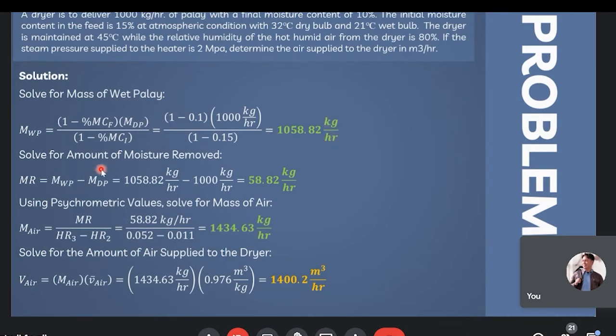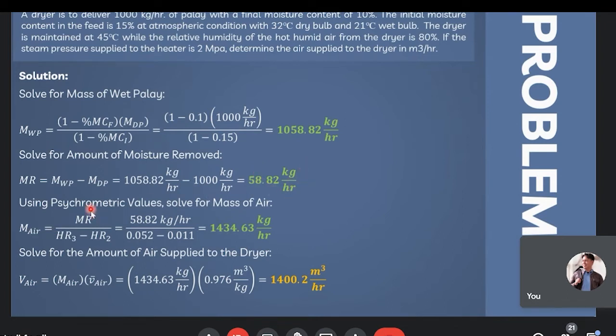So, we now solve for the moisture removed. So, yung wet palay natin, isusubtract lang natin sa dry palay natin. So, kung mapansin nyo, mas mabigat yung wet palay natin kasi may moisture siya. And then, yung dry palay natin is 1,000 kg na lang kasi tanggal na yung moisture. So, yung moisture na na-remove is 58.82 kilograms per hour.